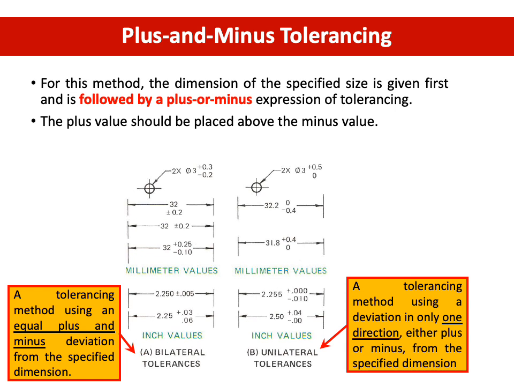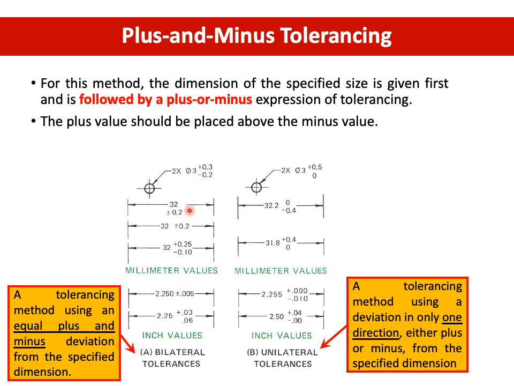For the plus and minus tolerancing, in this method the dimension of the specified size is given first, followed by a plus or minus expression of the tolerancing. As you can see in the upper figures, on the above part, they are used on metric drawings, in metric units. So you need to put your dimension first, followed by your plus and minus. The plus is for your maximum value, and the minus is your minimum value.